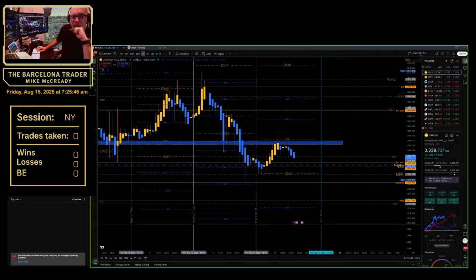Has come back down. Looks like we came through the WM1 and touched the point of control, yesterday's point of control, reacted from there, and have come back up. Just a little bit though. Price is just a little bit above the WM1. All right, that is the 1 hour chart. Let's put our indicators back on there.